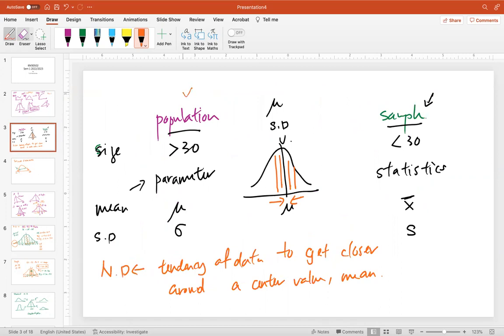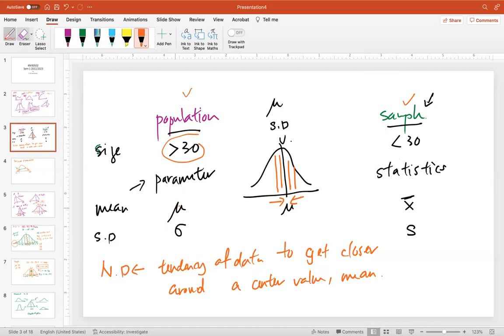Before we go to the normal distribution, there are two things you need to be clear about. One is population, another one is sample. When I refer to some reference books, they define sample as when you have a sample size less than 30. If your size is more than 30, then you are actually looking at the population. They use parameters to determine the probability, and we call it a statistic for a sample.